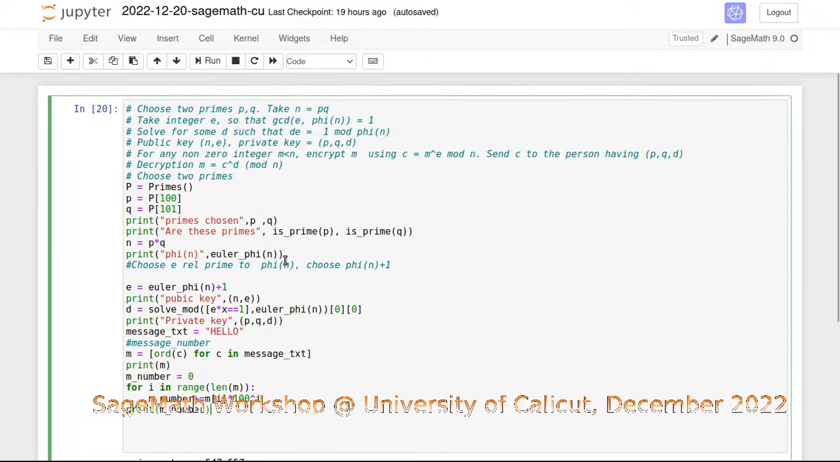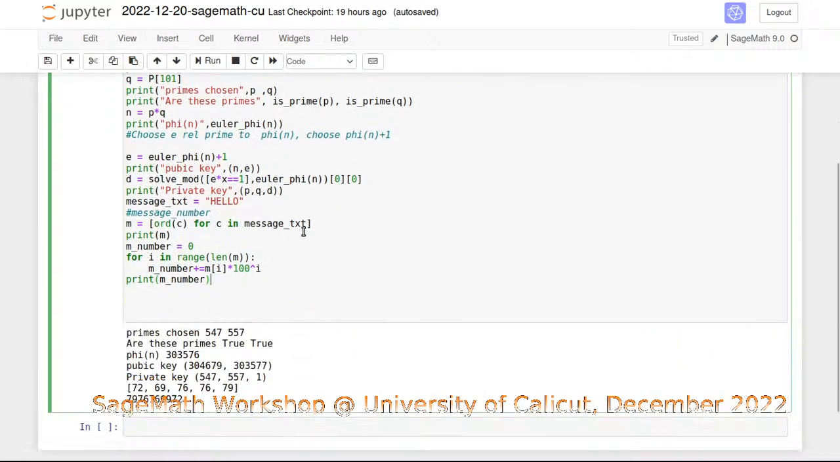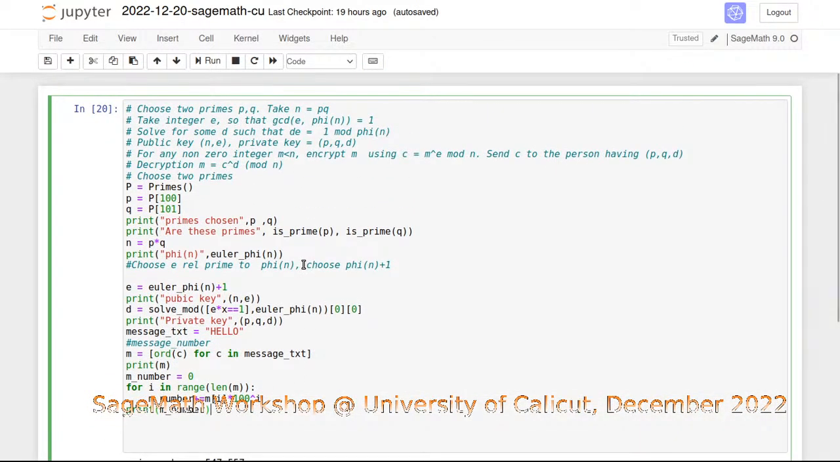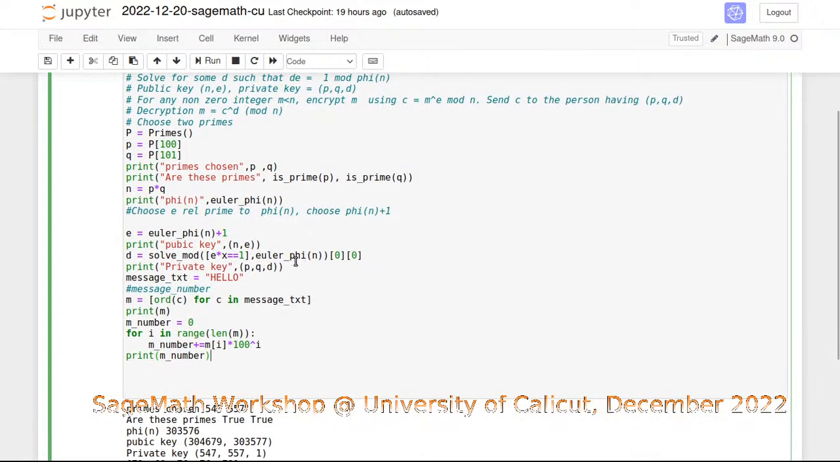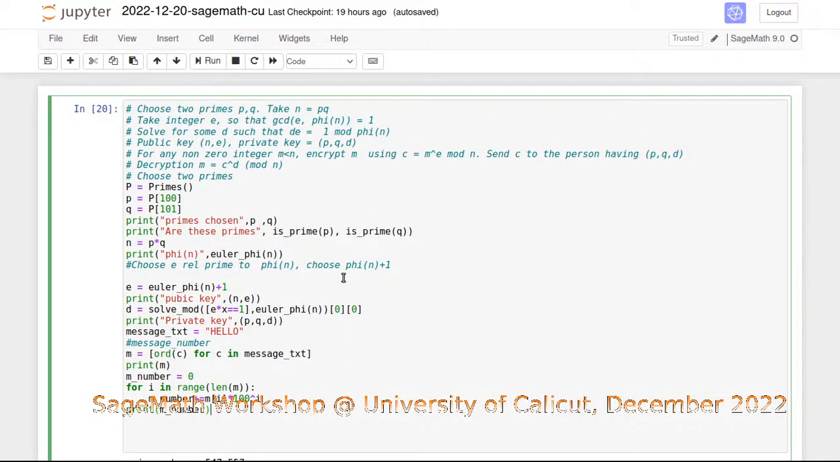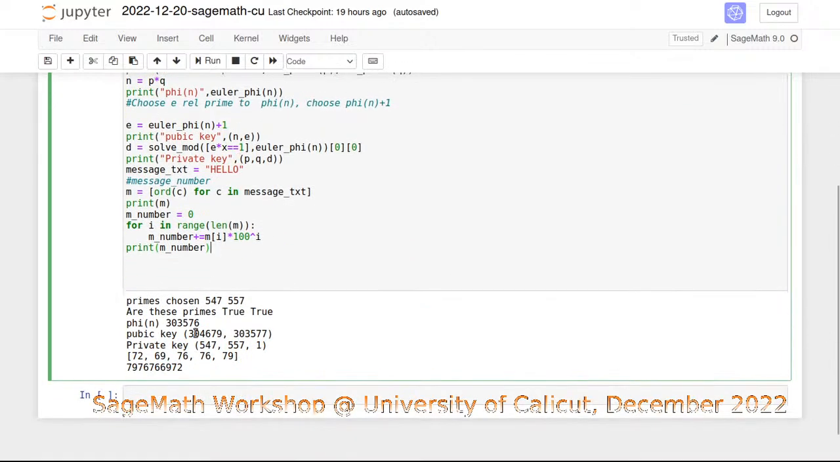So what is the encrypted message? Now for encryption, remember that m has to be less than n. Is m less than n is the first thing that we have to check. What is our n? What's the private key? What's the public key? N equal to PQ. Public key is N, E.